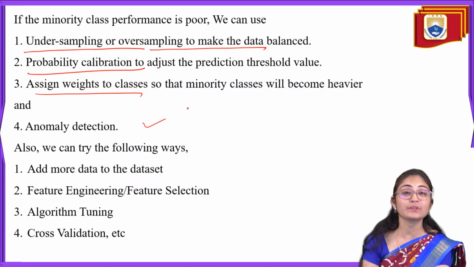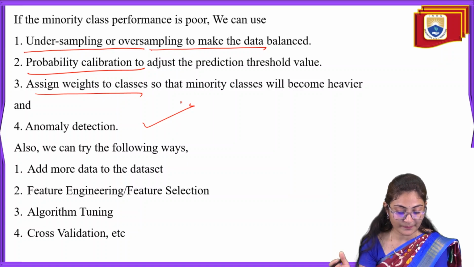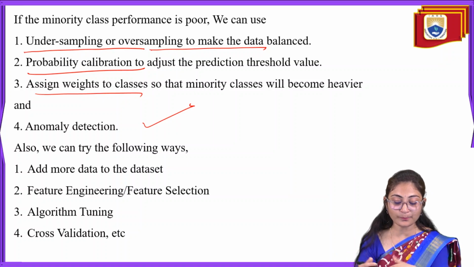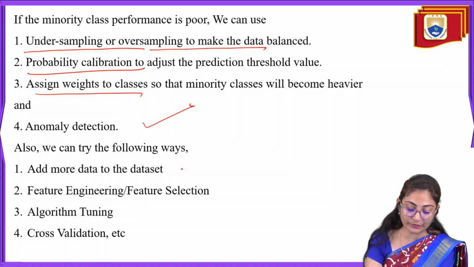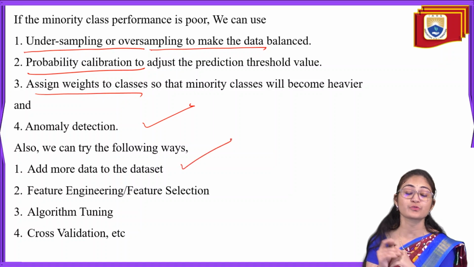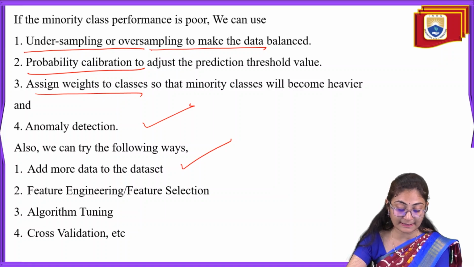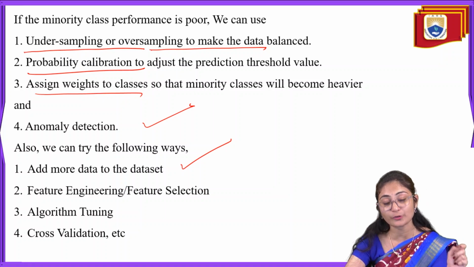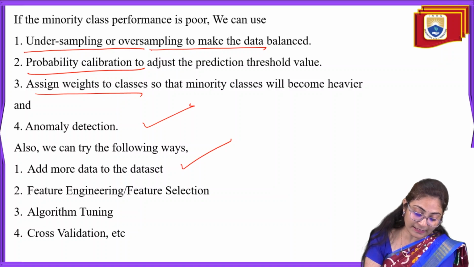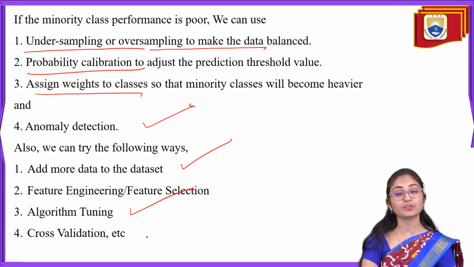Then the next one is anomaly detection. You have to detect anomalies. We can also try different approaches: first, add more data to the dataset, then do feature engineering or feature selection, then use algorithm tuning and cross validation.